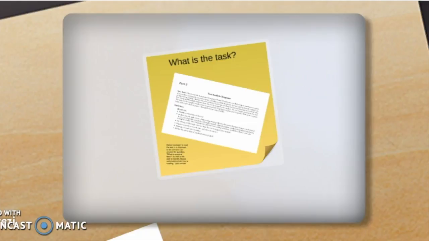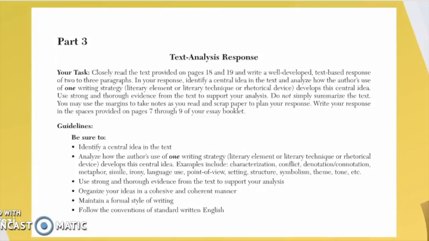Let's take a look at what this task will look like on the Regents. What you see right now is a screenshot of an August 2015 Regents, Part 3. Outlined is your task in which you're going to read pages 18 and 19, which would be the informational or literary text, and more importantly, write a well-developed text-based response of 2 to 3 paragraphs. In your response, identify a central idea in the text and analyze how the author's use of one writing strategy develops this central idea. Use strong and thorough evidence from the text to support your analysis. Do not simply summarize the text.